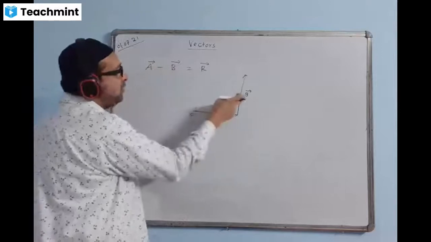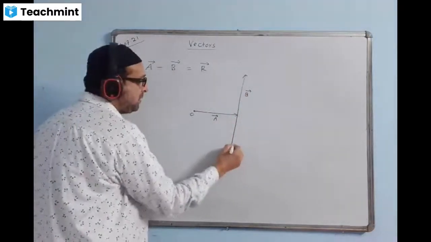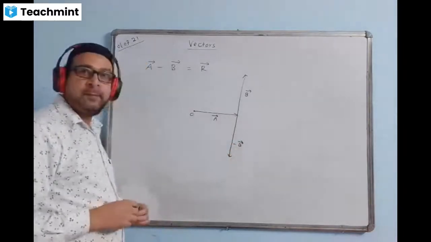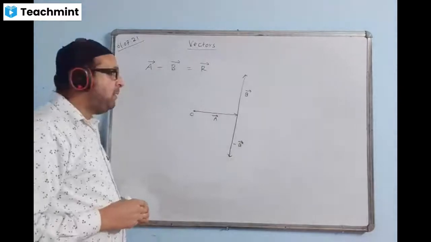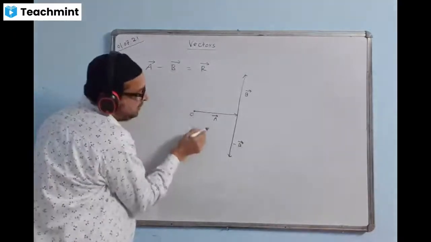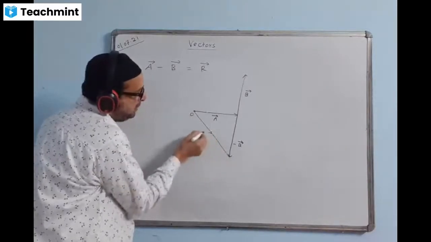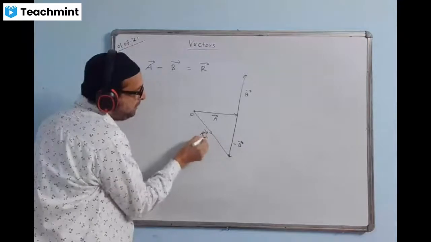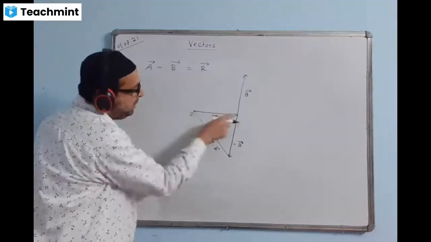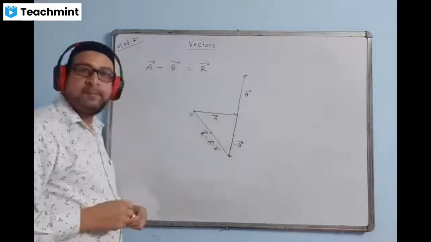Minus B means you have to change the direction, so from here we will show minus B in exactly the opposite direction, like this. Minus B. Where is the resultant? The resultant will come like this. We will draw R like this. This R will represent A minus B. Here is A and here is minus B vector. That means the resultant will come here like this.